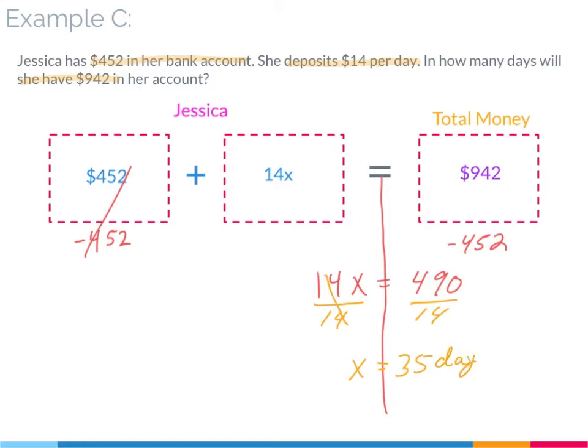So don't be tricked just because the problem has a lot of information about money in it. That's not what the problem is asking for. The problem is asking us for how many days. So my answer is 35 days. Now let's take a look at example D.